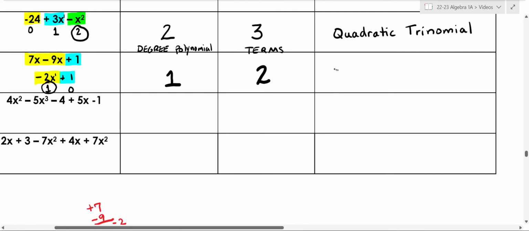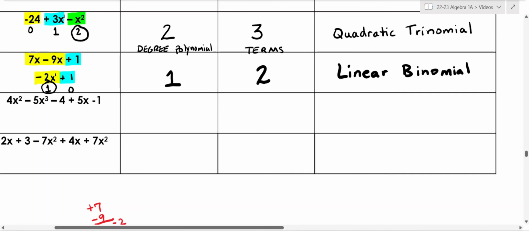Degree 1. Oh, that means your first name is linear. And you have two terms, so you come from the binomials. So it's a linear binomial. You'll get used to it. Maybe. Oh, Lord have mercy.